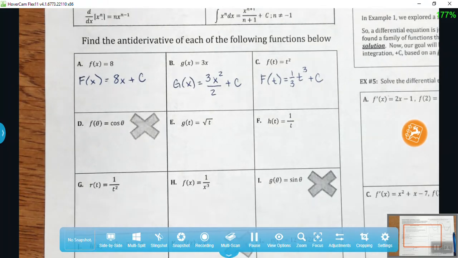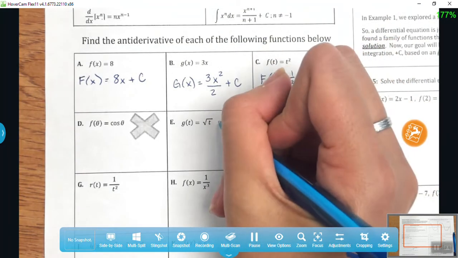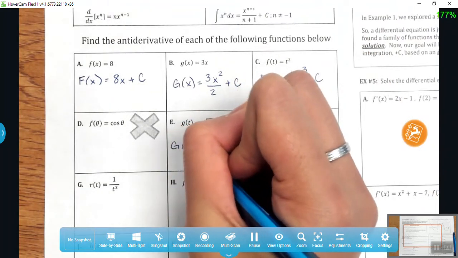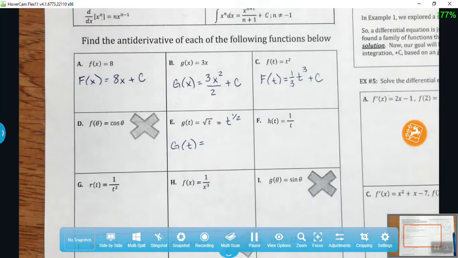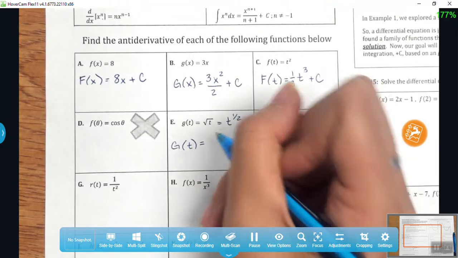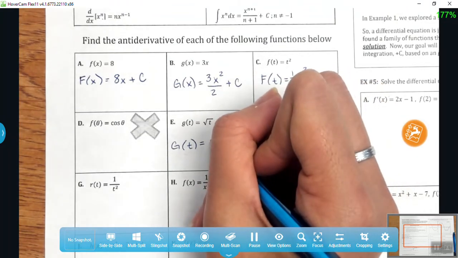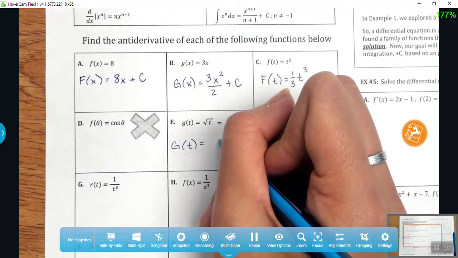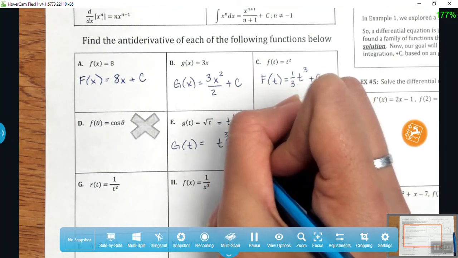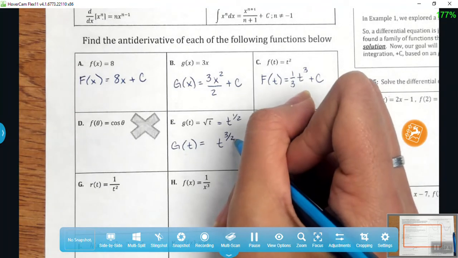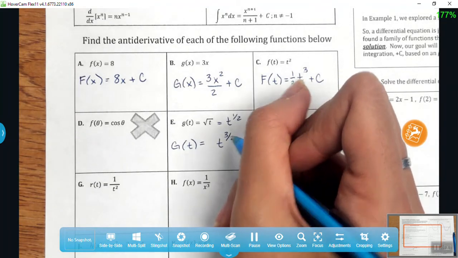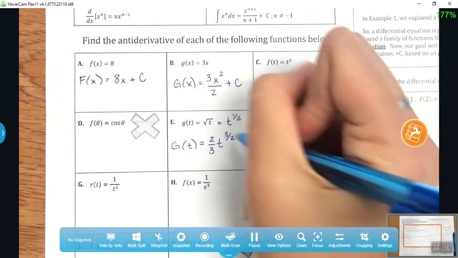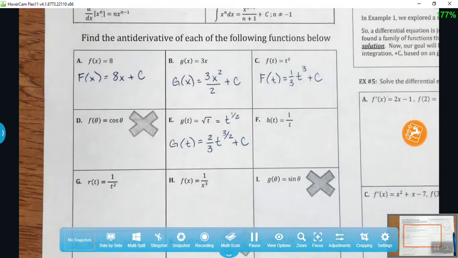Next, the square root of t is like t to the 1/2. So capital G of t, the antiderivative, will equal: add 1 to the exponent first, 3 over 2, and then divide by your new exponent. When you divide by 3 over 2, you can multiply by 2/3. Just flip it. Plus c.